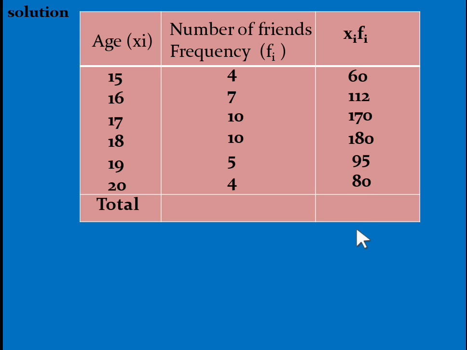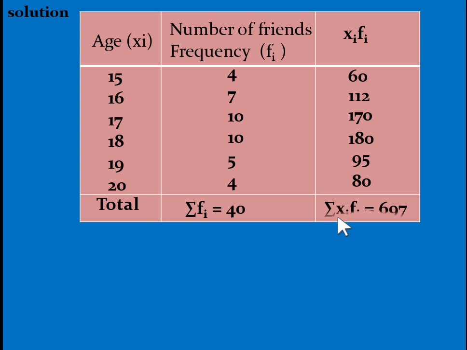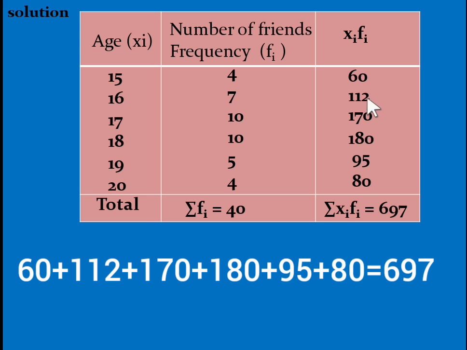Taking total, summation of fi, we have to add 4, 7, 10, 10, 5, 4, which is equals to 40. Summation of xi fi is equals to, adding these numbers we get 697.